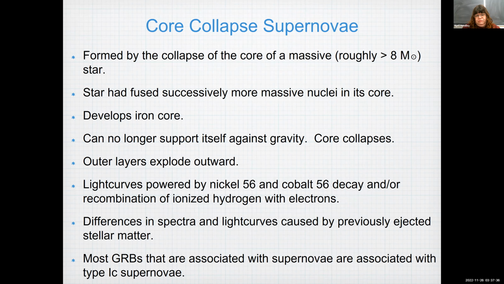The core collapse supernova is formed basically by the death of a massive star, roughly more than 8 times the mass of the sun. Anyway, a star that massive can fuse a lot heavier elements in its core than our sun can. Our sun will fuse hydrogen to helium, and then helium to carbon, and that's basically it for our sun.